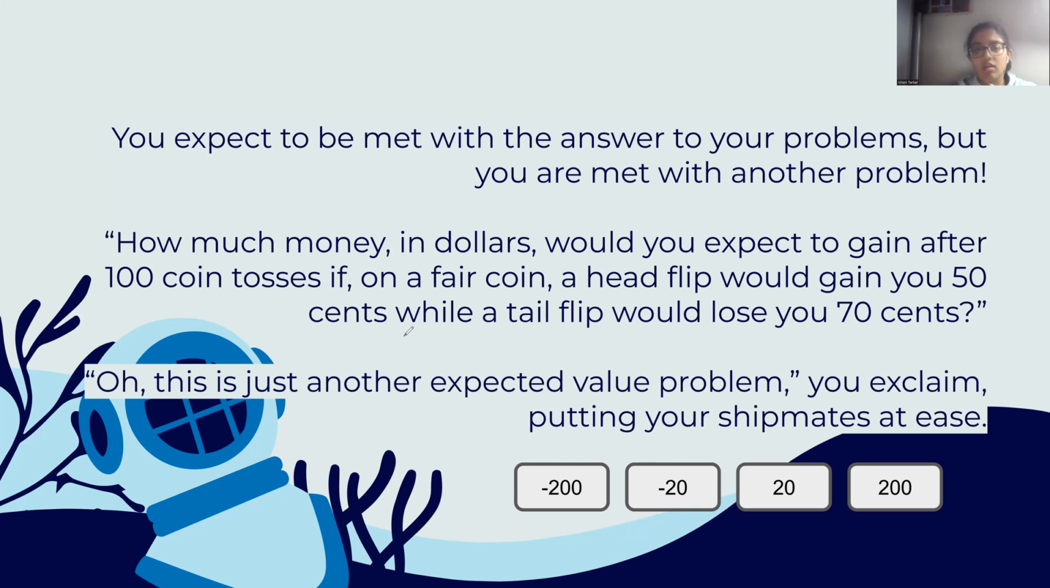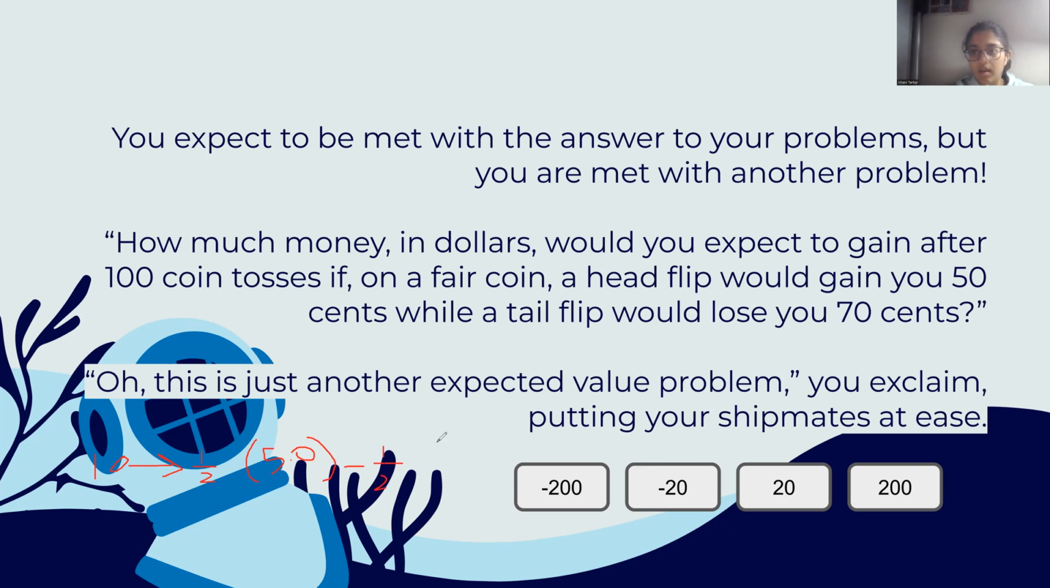So what you would want to do is start with each event, one coin toss. What is the expected value of that? This is supposed to be a coin, just pretend like it is. The head flip would have a 1/2 probability, so that would be 50 cents, and the tail flip would lose you 70 cents.